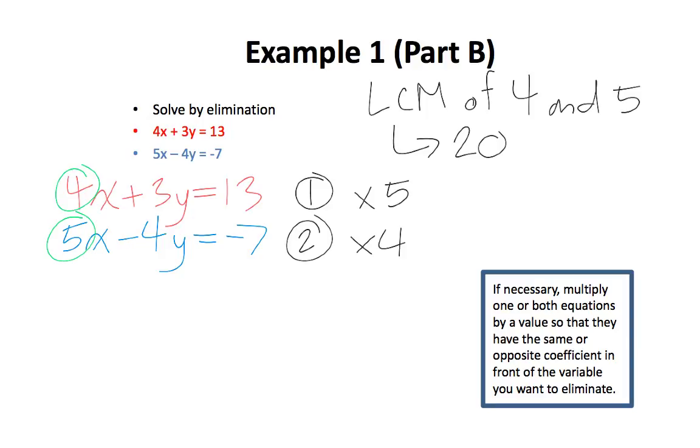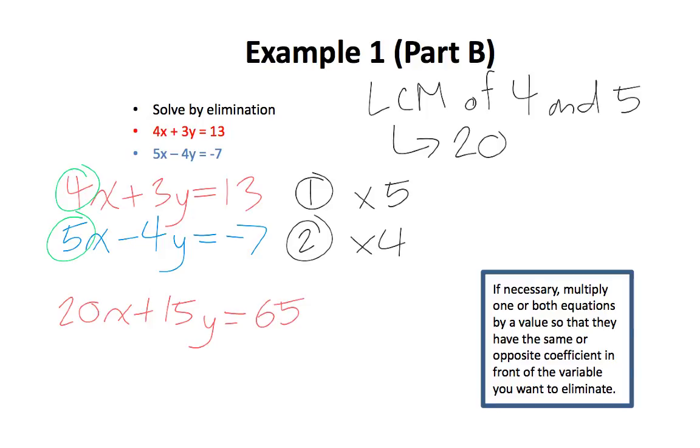So everything in the first line gets multiplied by 5. 4x times 5 is 20x. Positive 3y times 5 is positive 15y. And 13 multiplied by 5 is 65.